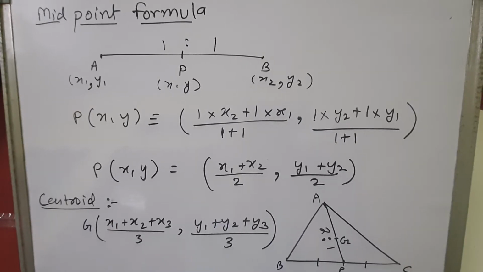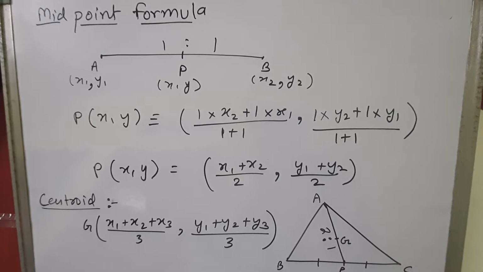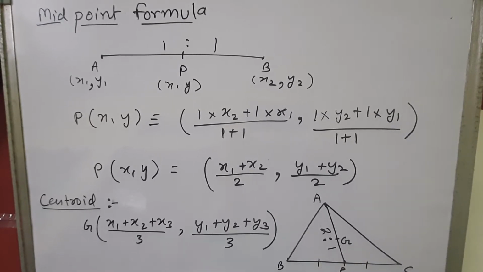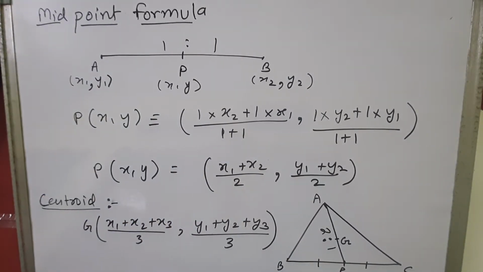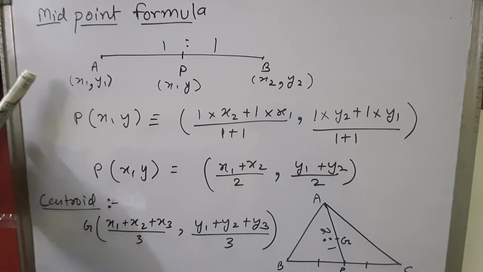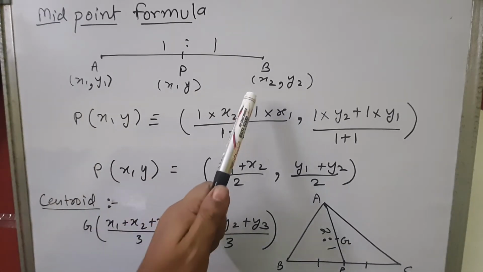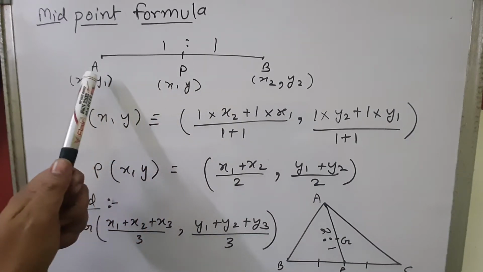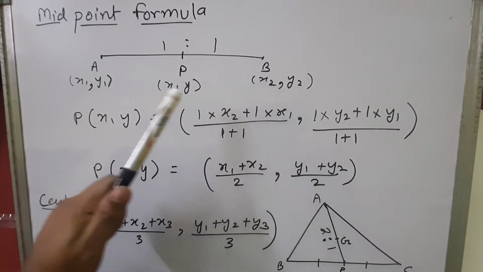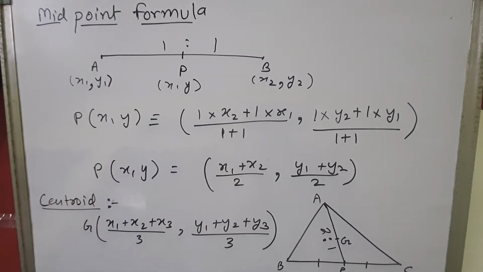Children, today we are going to discuss the midpoint formula, the midpoint of the line joining two given points A and B. Suppose there are two given points A and B, the coordinates of A are given to us as x1, y1, the coordinates of B are x2, y2. Now let P be the midpoint of the two points A and B. Now if we have to find the coordinates of P, because P is the midpoint, that means the ratio in which P is dividing the join of A and B is 1:1.